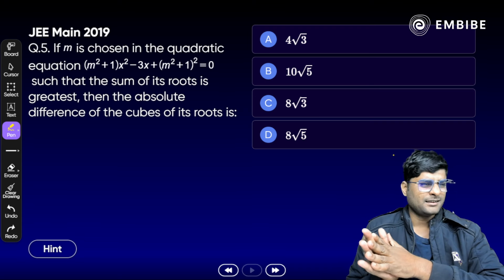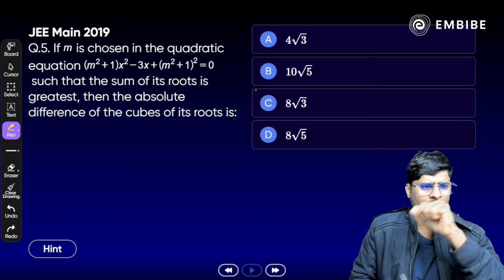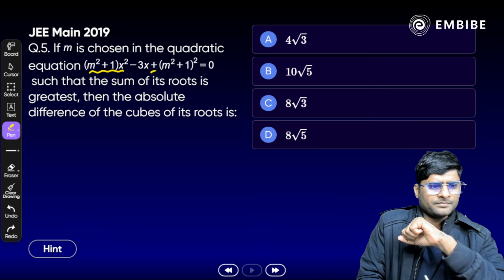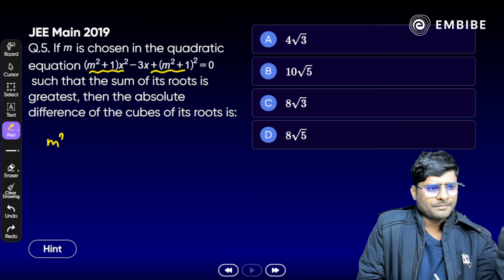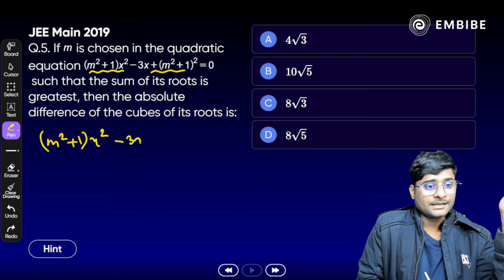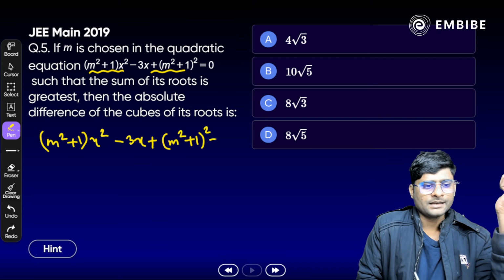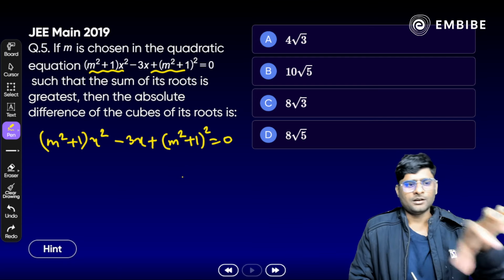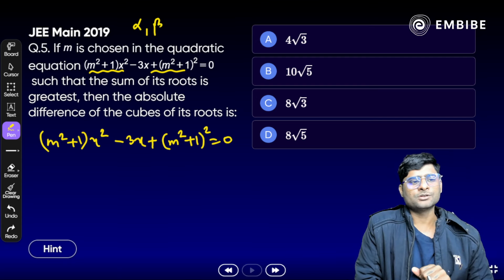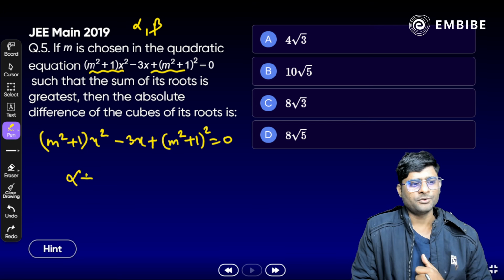Yes, any idea? Okay, first of all, you have a quadratic equation here: (m square plus 1) x square minus 3x plus (m square plus 1) whole square is equal to 0. Now, if alpha and beta are the roots of this equation, what is the sum of roots? Minus b by a, that is 3 by m square plus 1.